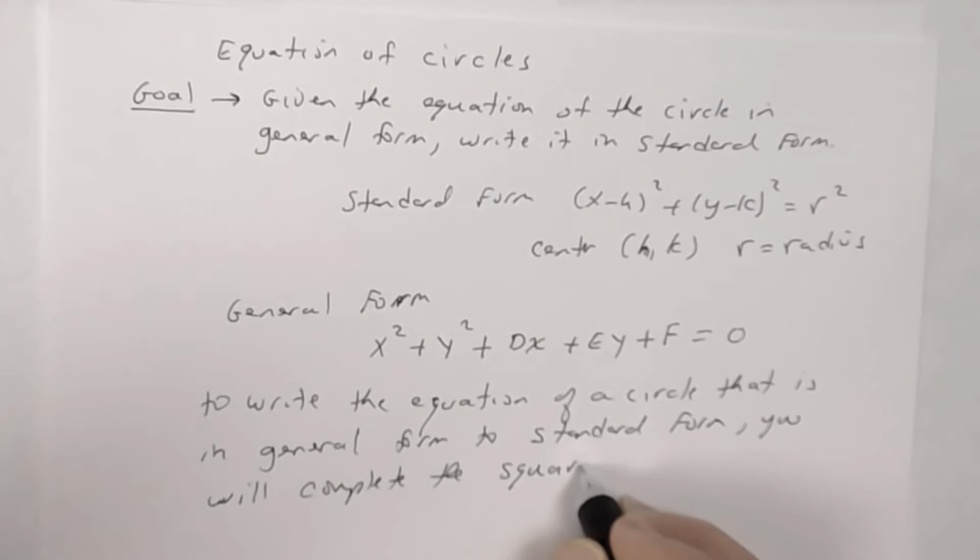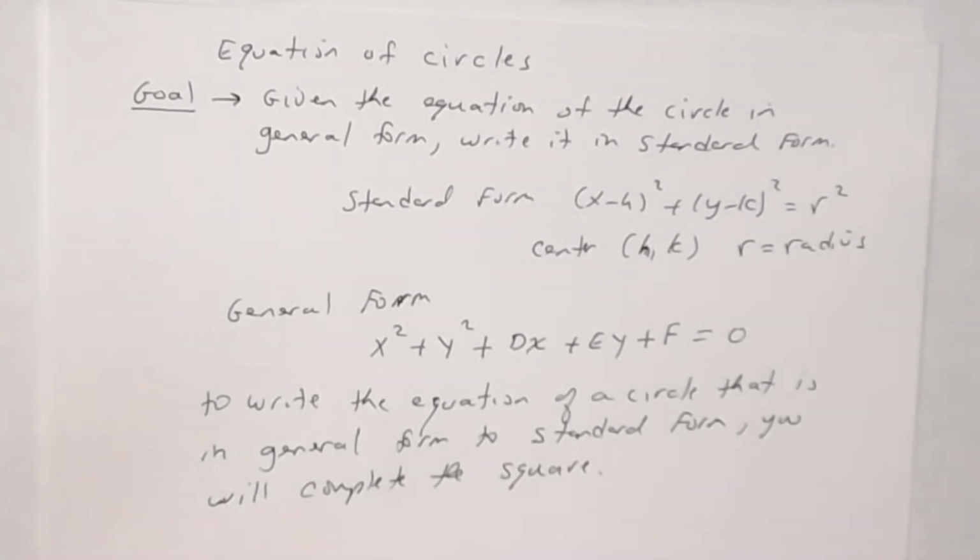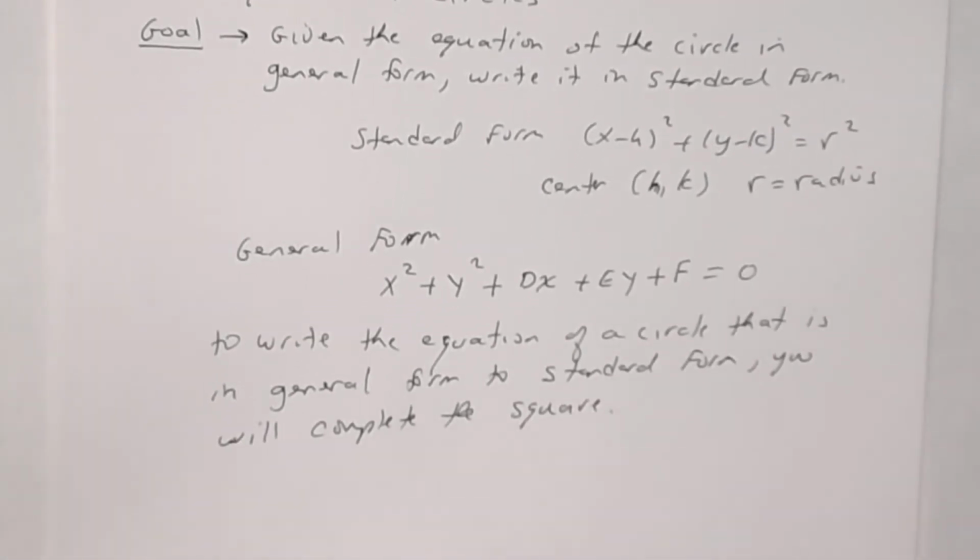You had to complete the square when solving quadratic equations. So if you go back to that lesson where we solved quadratic equations by completing the square, it's the same idea. Except this time, when we did completing the square with quadratic equations, you had one variable, x. Here you have two variables, x and y. So you're going to complete the square twice.